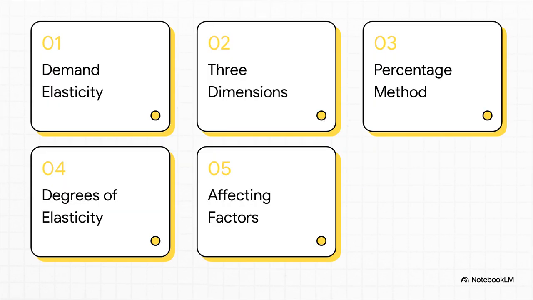Here is our blueprint for cracking this open today. 1. What is demand elasticity? 2. 3 dimensions of elasticity. 3. The math behind the percentage method. 4. The 5 degrees of elasticity. And finally, 5. Factors affecting price elasticity.